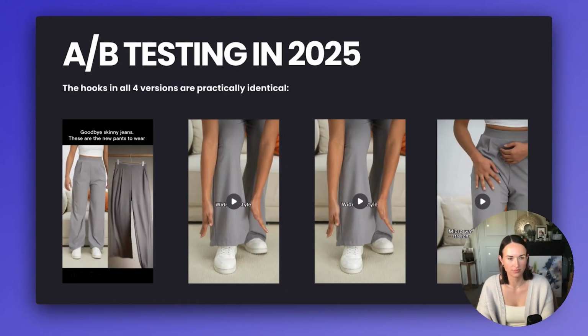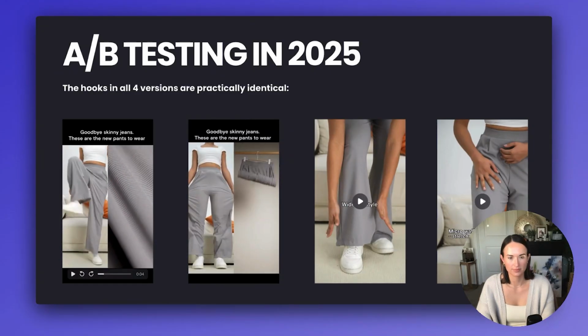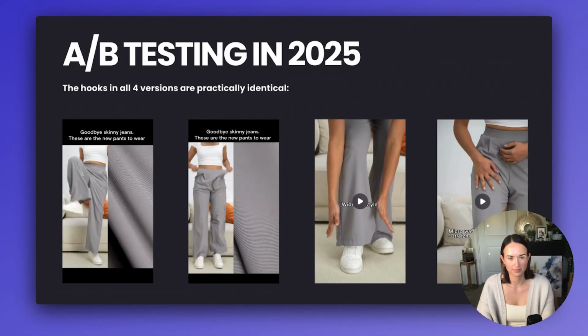Goodbye, skinny jean. These are the new pants to wear.